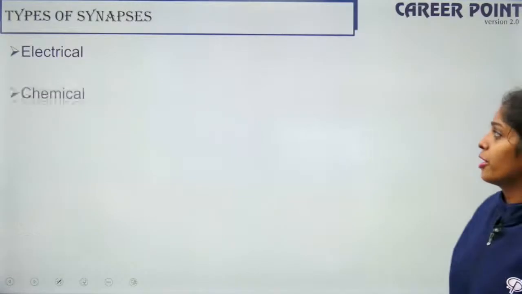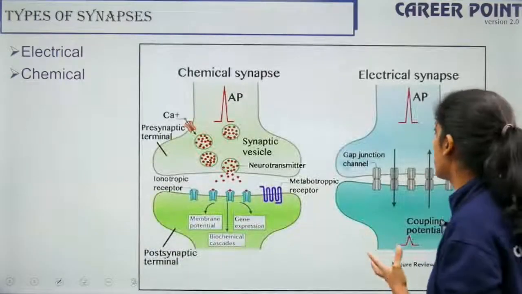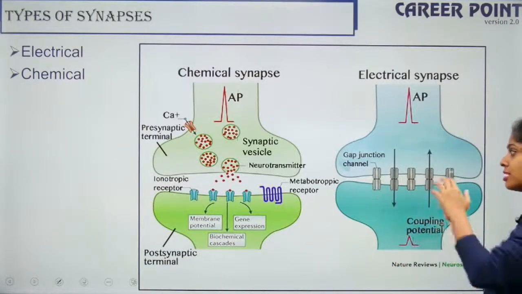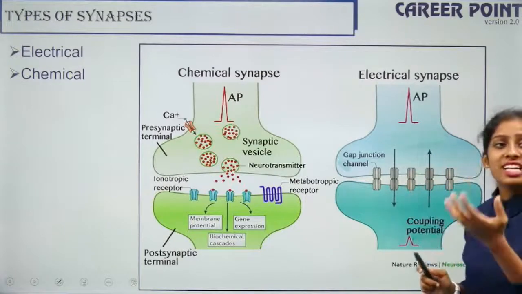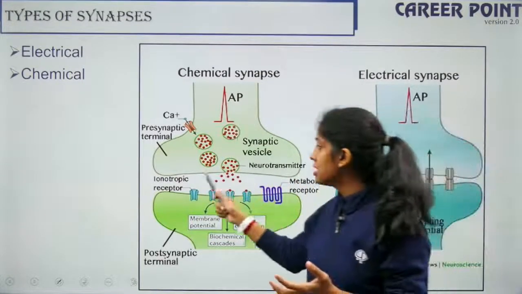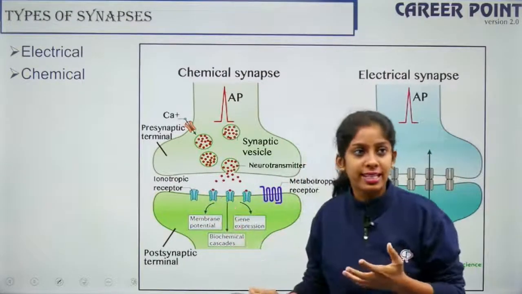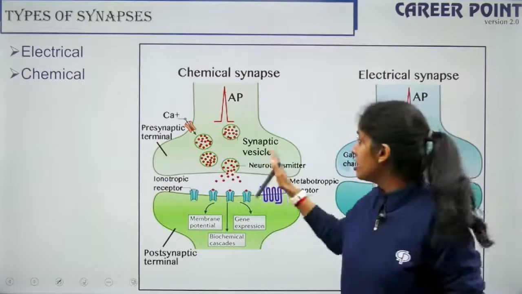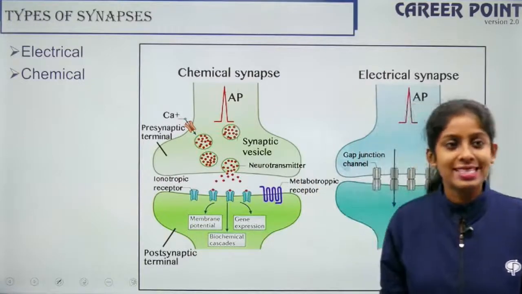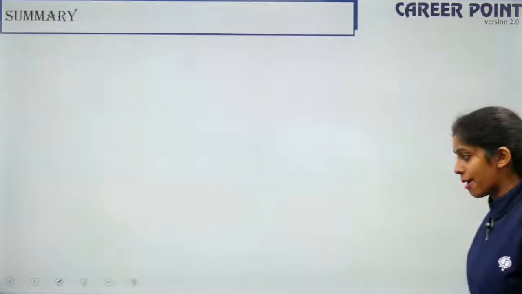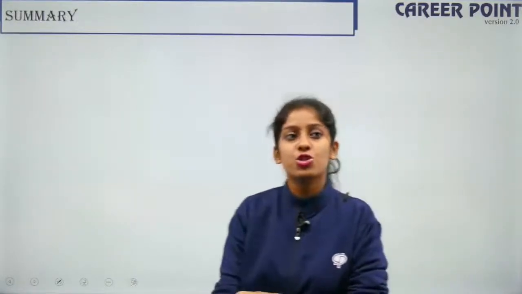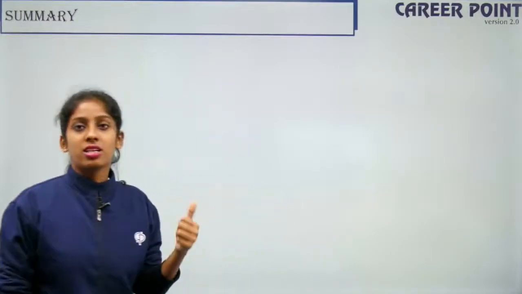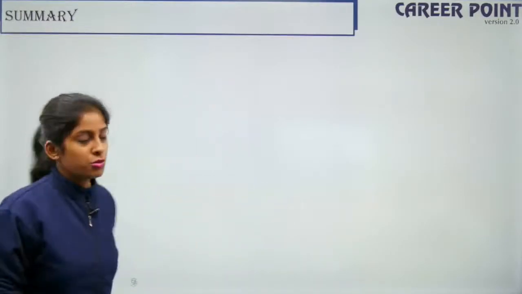I have a picture which clearly depicts both of them. In an electrical synapse, the synapse is there, but there is no synaptic cleft. But in a chemical synapse, I have a synaptic cleft, that is a gap of 200 angstroms. So this is the difference between electrical and chemical synapse. I hope you have understood two important topics: one is conduction and the other is transmission of impulse.